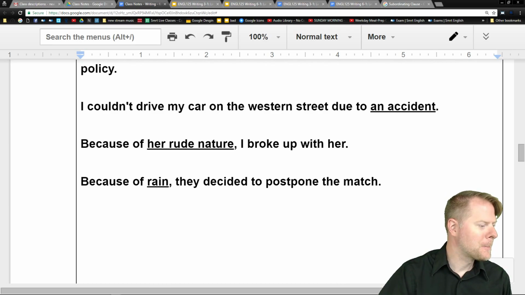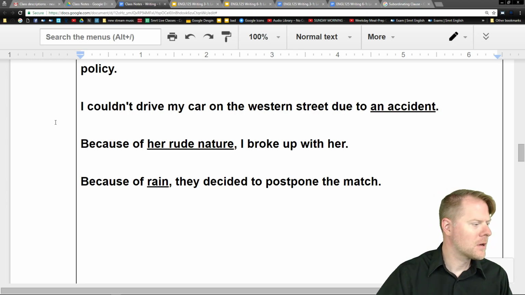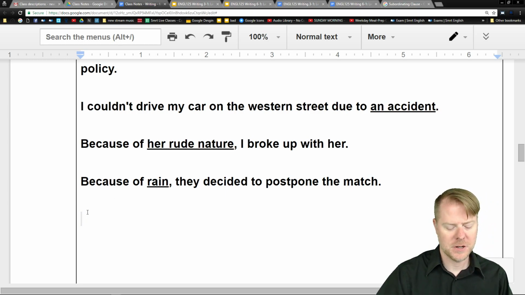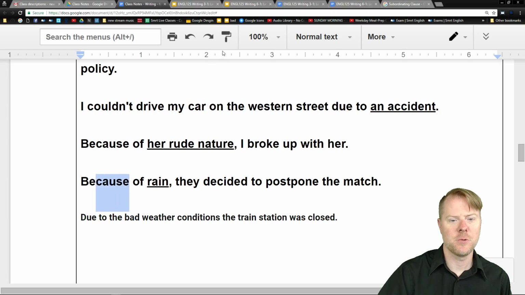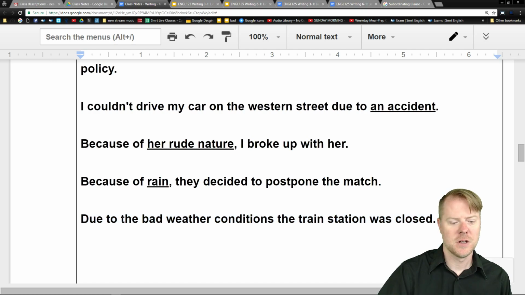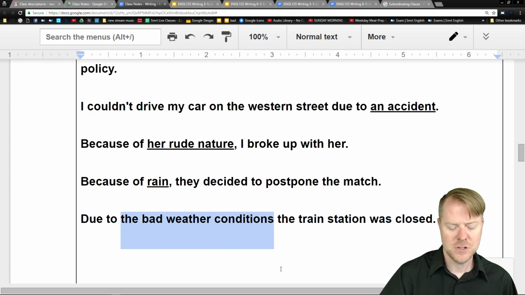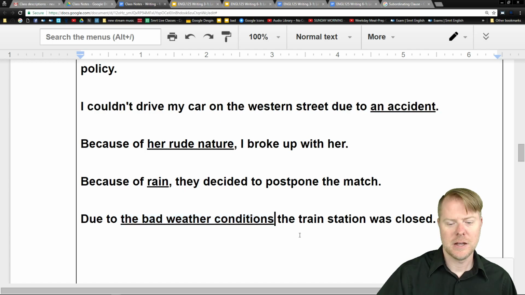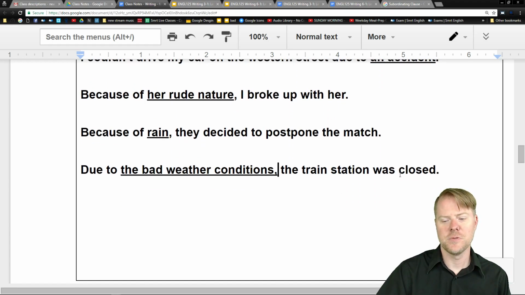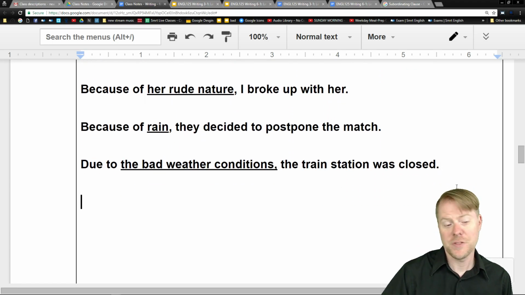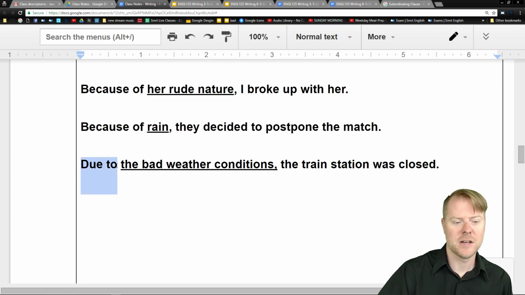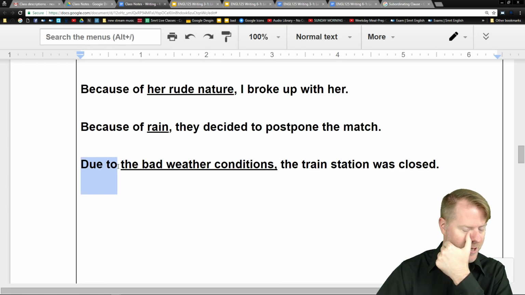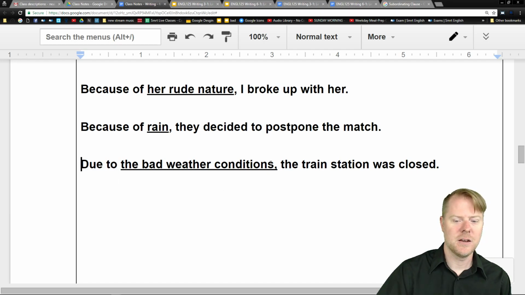Let's see. Carol, you wrote your example sentence, due to the bad weather conditions, the train station was closed. The bad weather conditions is a noun phrase. And also remember the comma. If you begin with the dependent clause, and your dependent clause is going to be the part that's attached to the linking device, we need a comma there.